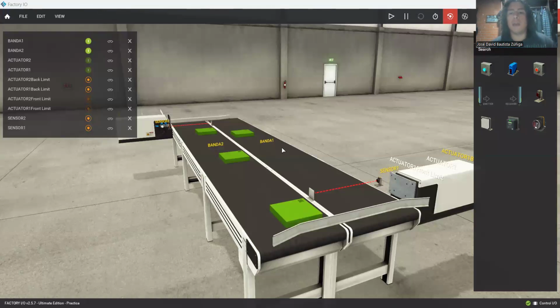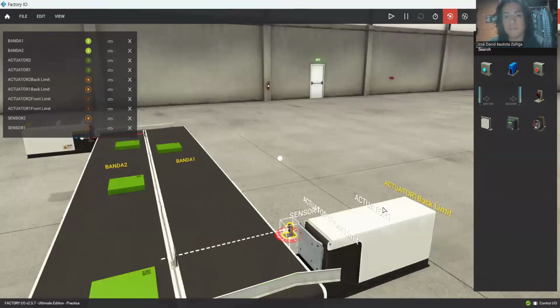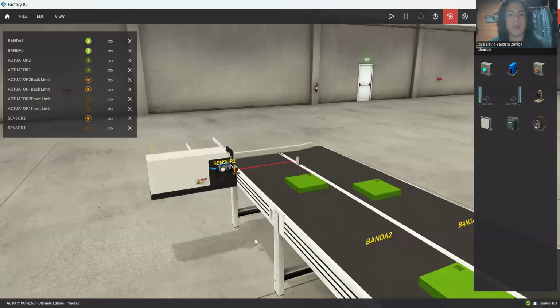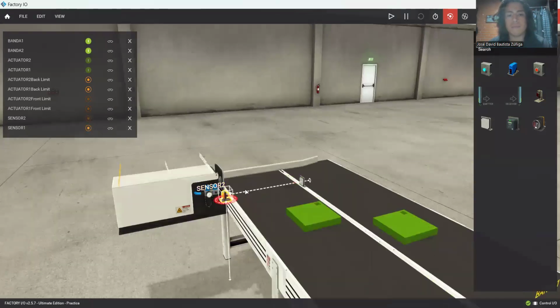We have two bands, band number 1 and band number 2. Each band has its own retroreflective sensor. For band number 1, we have it in this position right here, as you can see. And for band number 2, we have it in this position right here.